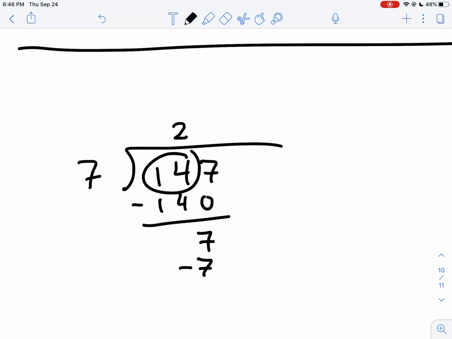But I don't like just putting a 2 there and thinking of that as 14. I'd rather think of, I'm not asking how many times does 7 go into 1. I'm asking how many times does it go into 100.